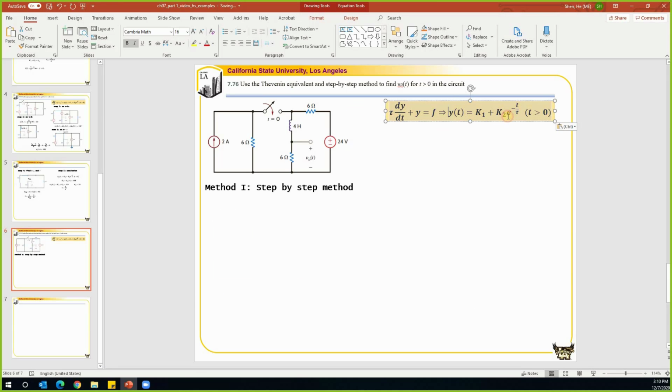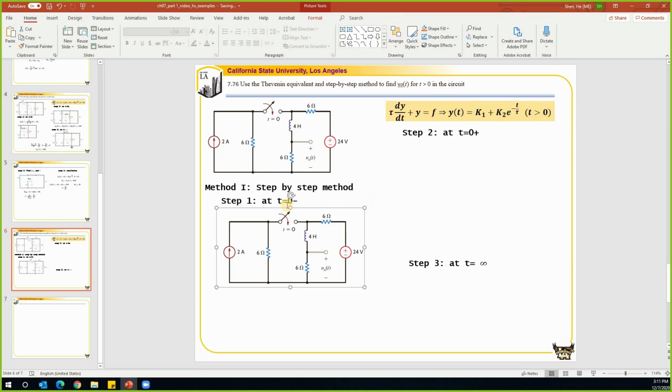VO should have this form: k1 plus k2 times e to the power of negative t over tau. As long as we know k1, k2, and tau, the problem will be solved. So the step-by-step method allows us to find these constants directly.